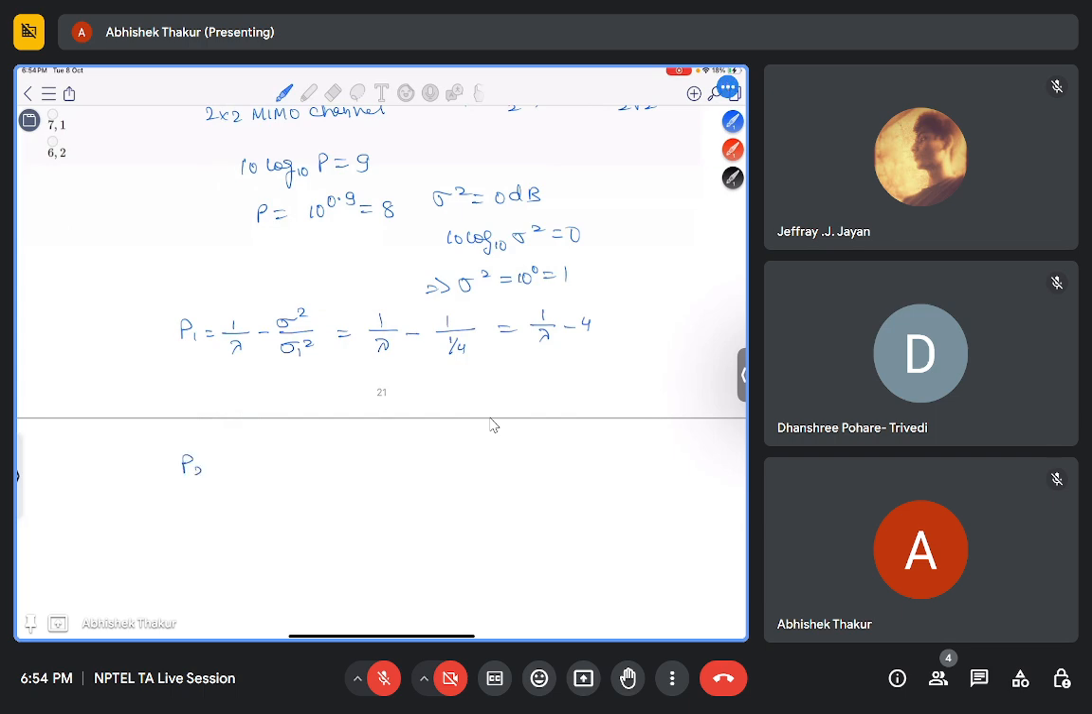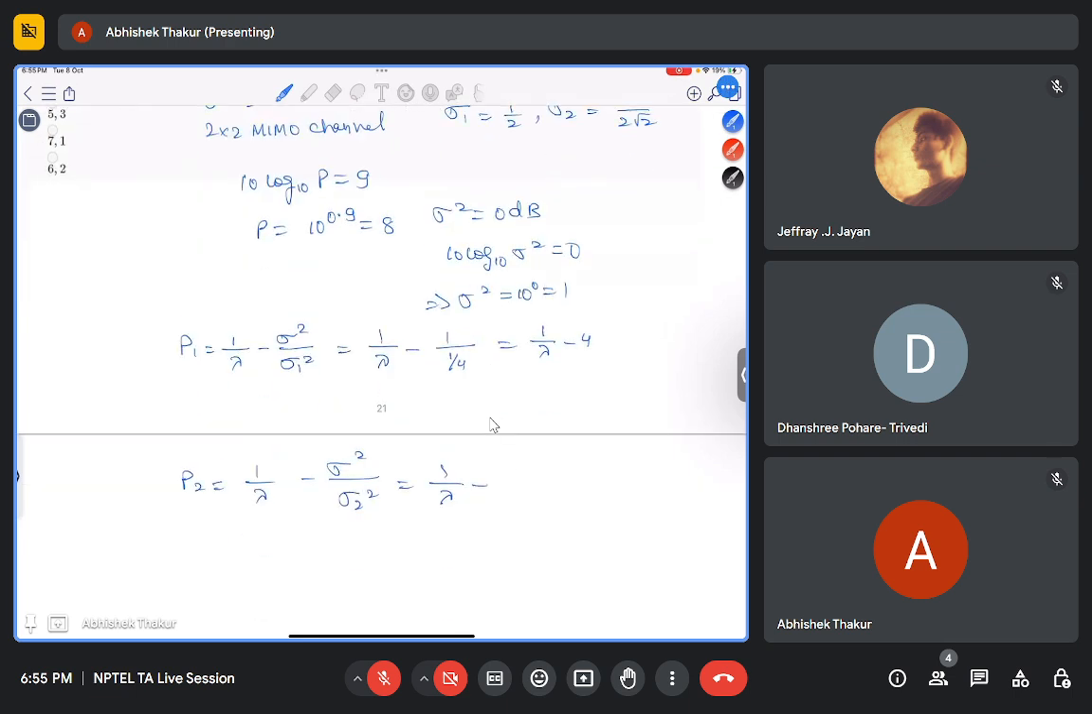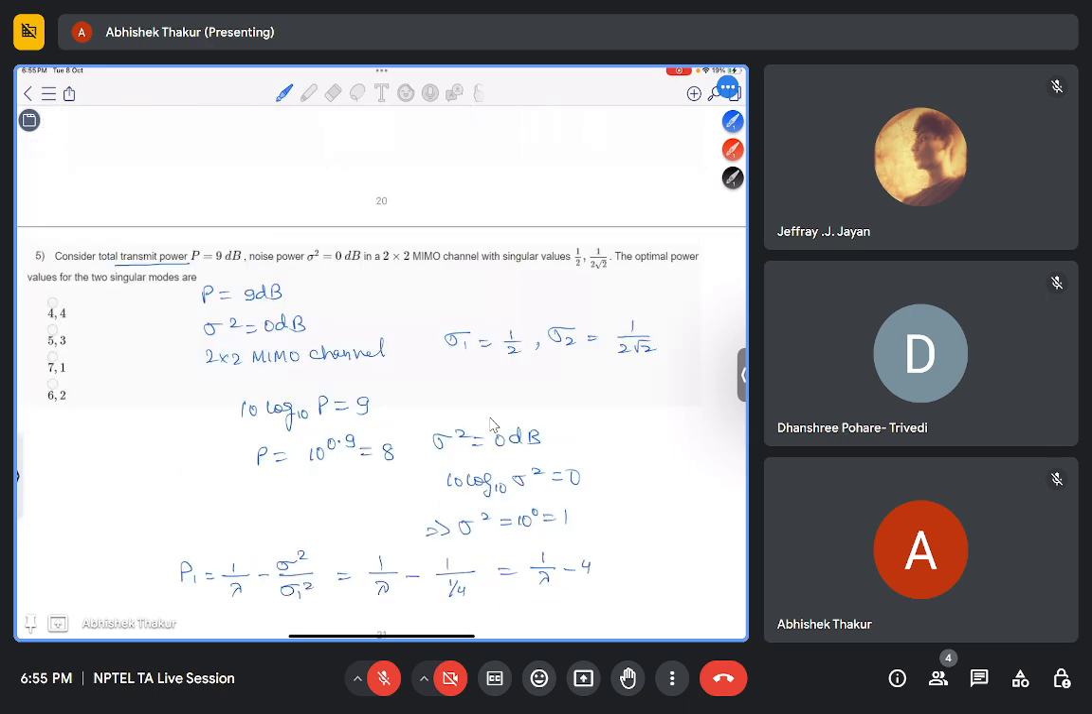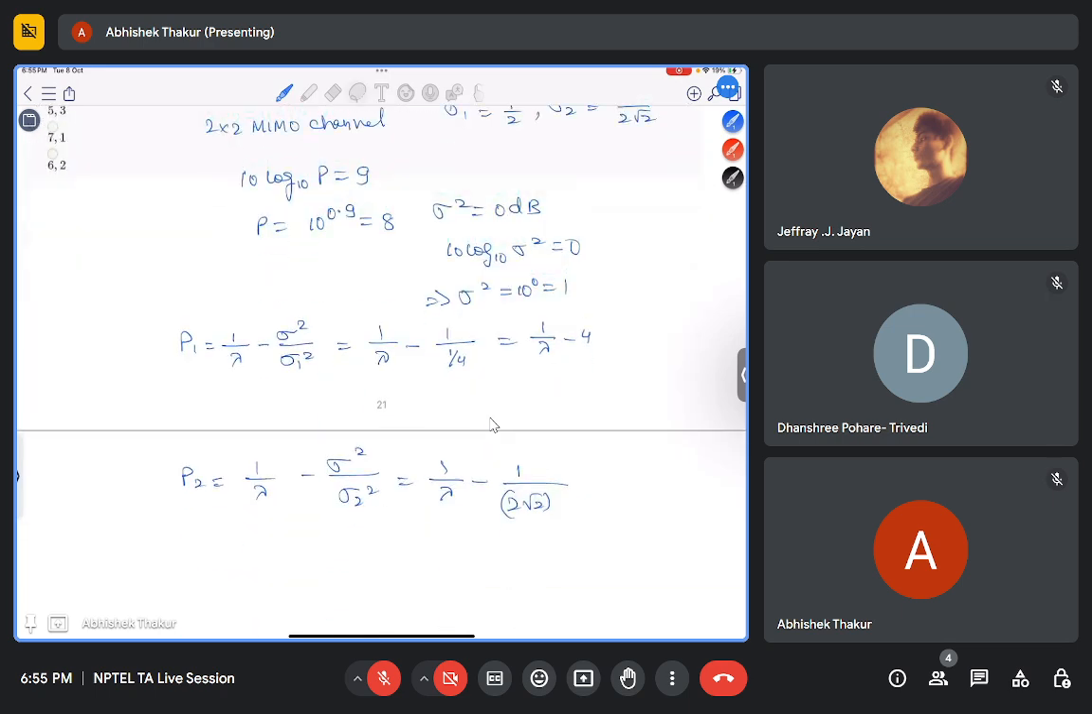And P2 is equal to 1 by lambda minus sigma square by sigma 2 square. This will become 1 by lambda minus 1 by 2 root 2 square. So this will become 1 by lambda minus, this will be 4 into 2, 8. 1 by lambda minus 8.